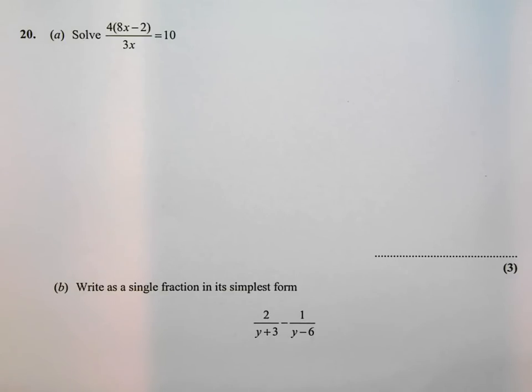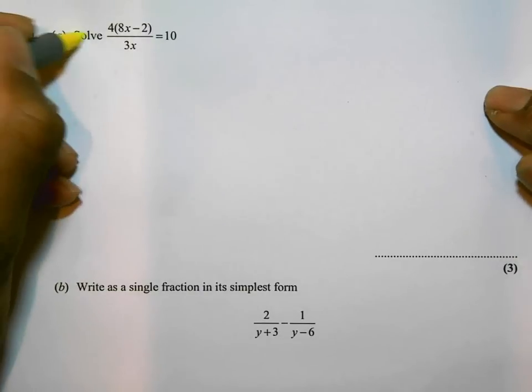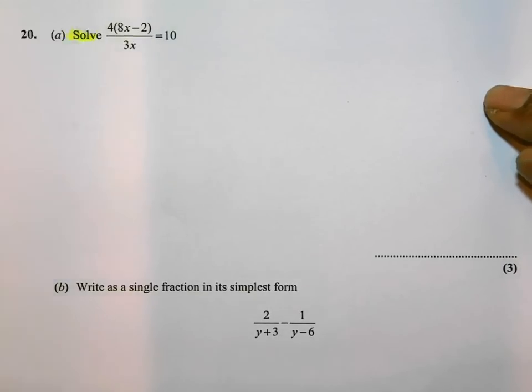This is question number 20 in the November 2013 higher non-calculator paper. Question 20 simply says to solve, and here's an equation. There's an equal sign, so I know it's an equation. I have 4 brackets 8x minus 2 all over 3x, and that's equal to 10.